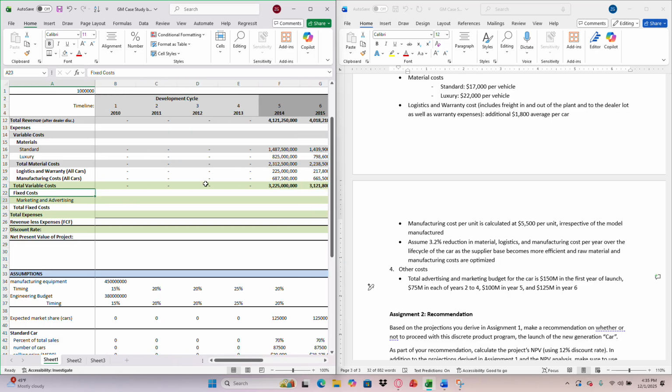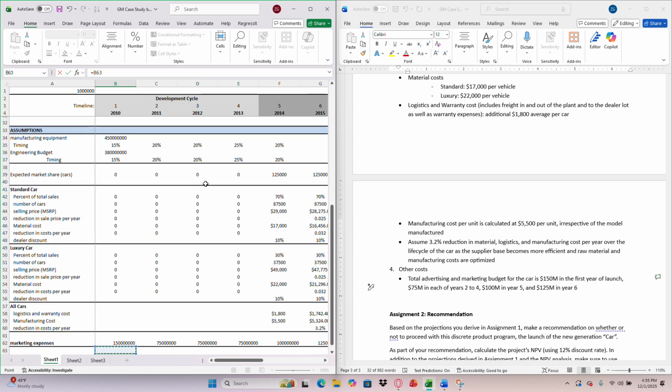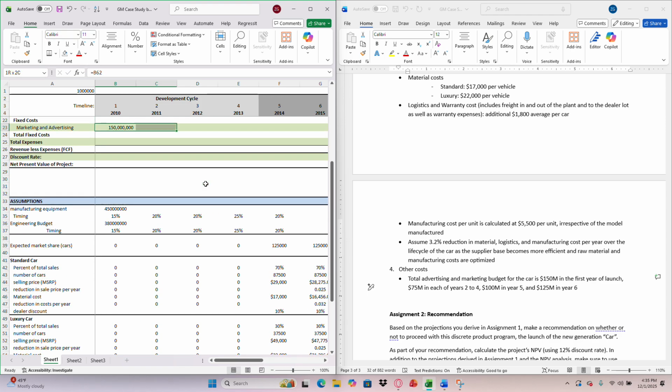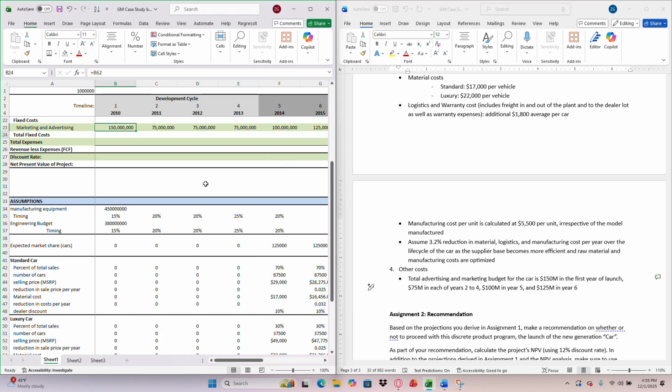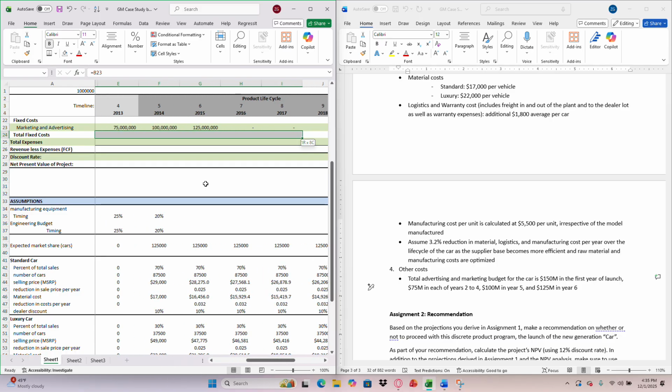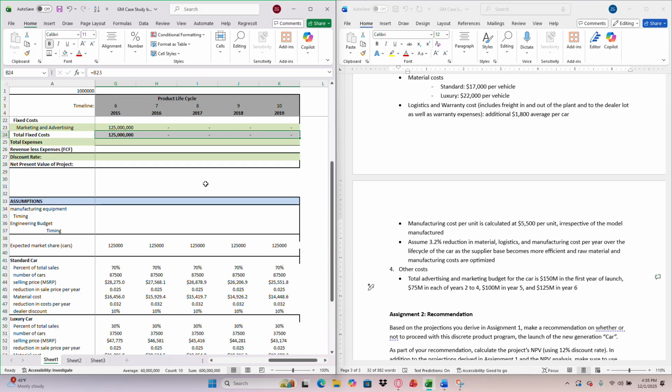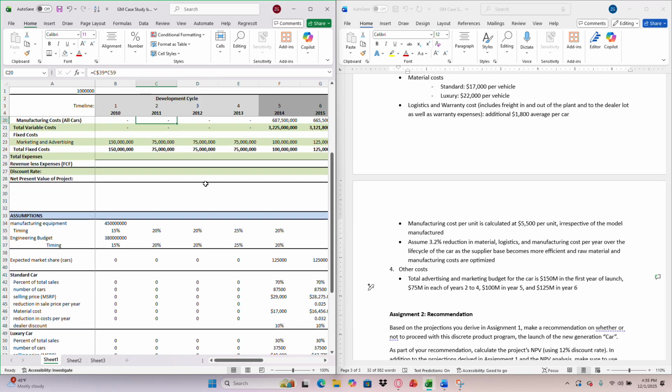Now, what are our fixed costs? Well, they kind of give us a hint here, and they say that it's marketing and advertising. So really easy. We're just going to reference our marketing and advertising expenses, which is this, right? So now we can just bring this all the way over, like so. And our total fixed costs are just going to be the cell above. So yeah, we can just bring this on over. And there we go.